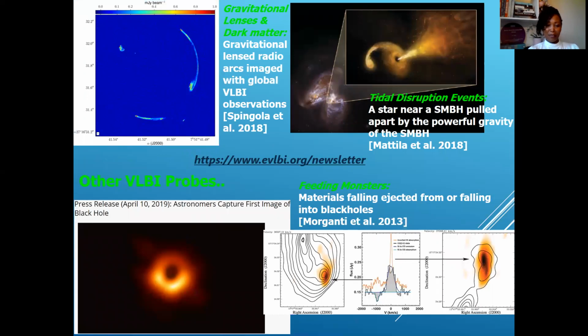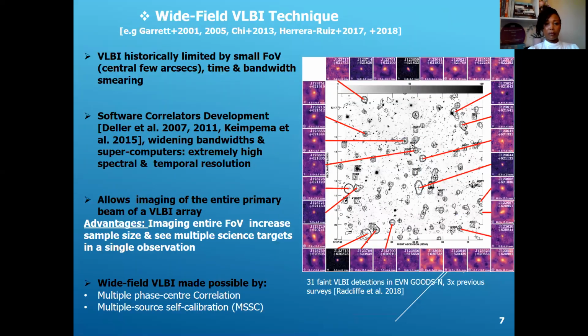Other probes of VLBI other than the AGN include gravitational lenses and dark matter, tidal disruption events, and of course this very famous first image of a black hole.